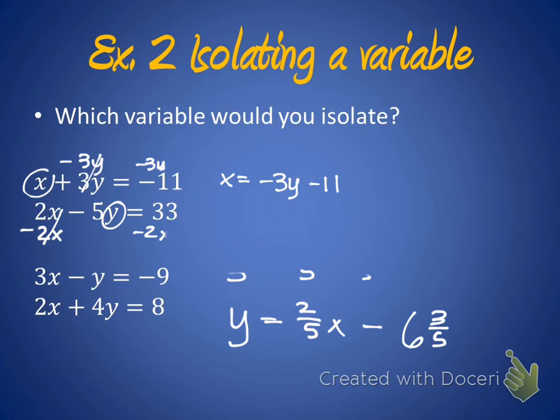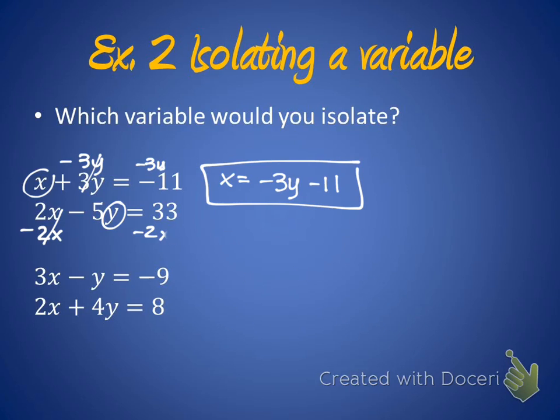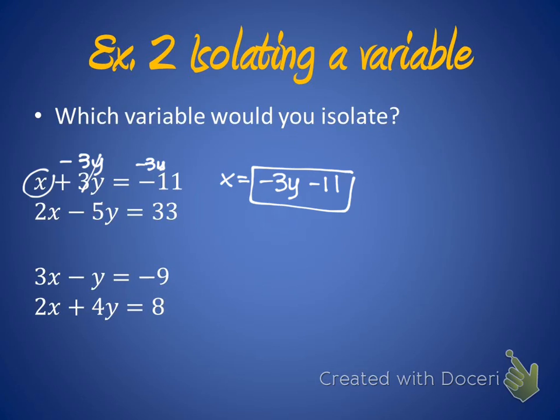Okay, now we're not going to keep solving this because I'm just, in this example, trying to help you recognize which variable would be easiest. So if I wanted to keep going, what I would do here is I would take this negative 3y minus 11 and I would plug it in for the x in that equation. And I would use substitution, and I would get what y equals. Then I'd plug that back in and get what x equals.